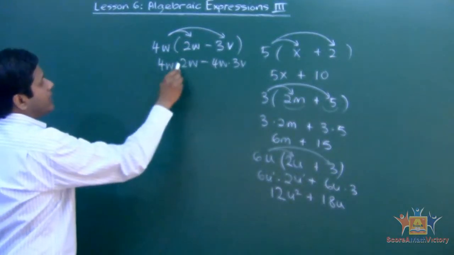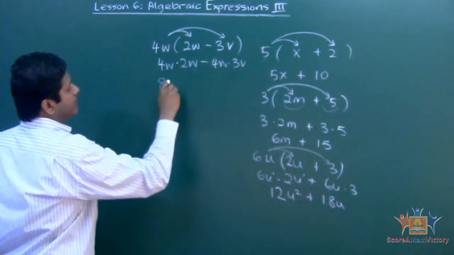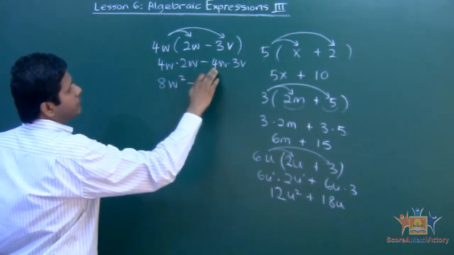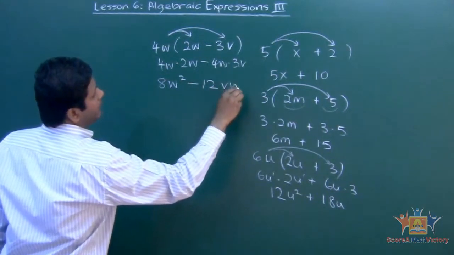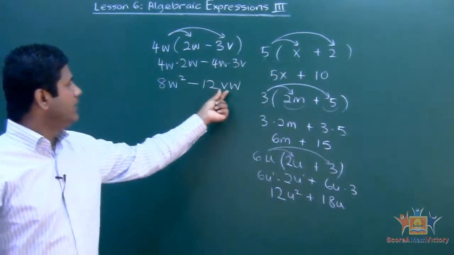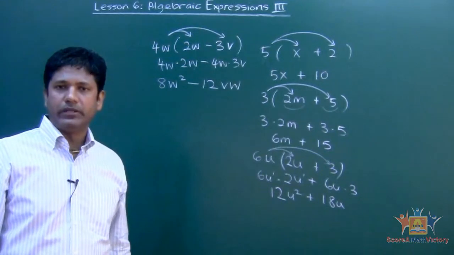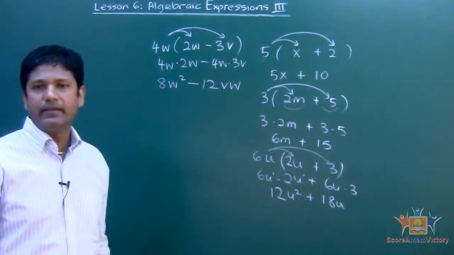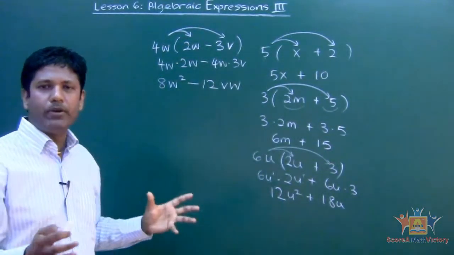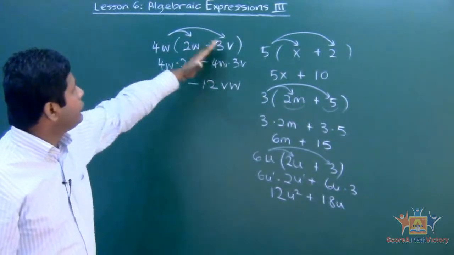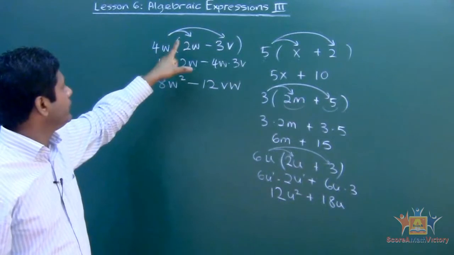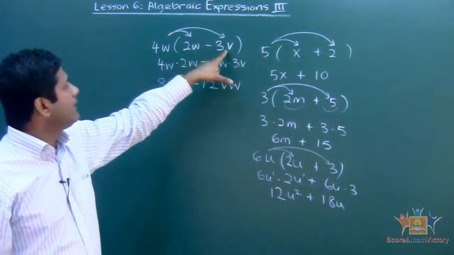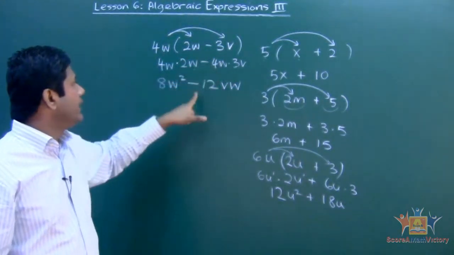So that means 4 times 2 is 8. w times w is w squared minus 4 times 3 is 12 wv, or vw. You can line it up in a proper sequence. You can do that. You expand it. Alright, so it's very important. This we call distributing, expanding it. So in other words, you're distributing 4w into 2w and 3v. Pay attention to the negative.